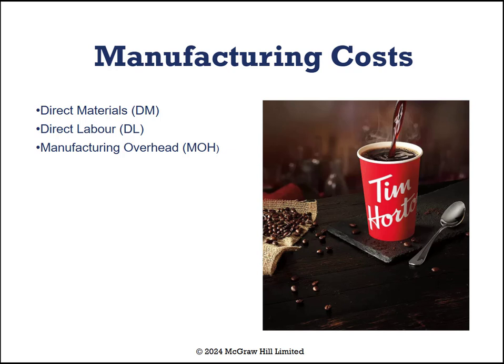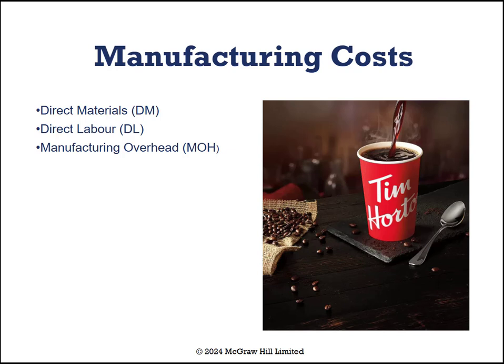They'll also include things like utilities, so all of the lights, the utility costs of that Tim Hortons, because somebody has to pay for the lights, the lease on the building, maintenance for the washrooms.